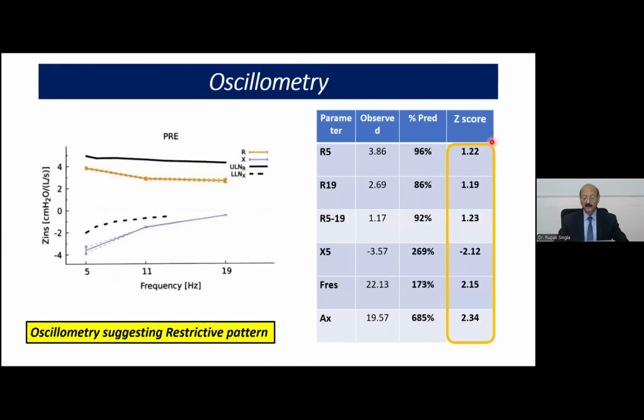And when you look at the values, again you find R values are all within normal limits, while X5, F rest, and AX, they are all abnormal. They are abnormally high. X5 is more negative, that means it is high. So this is all suggestive of restrictive pattern.